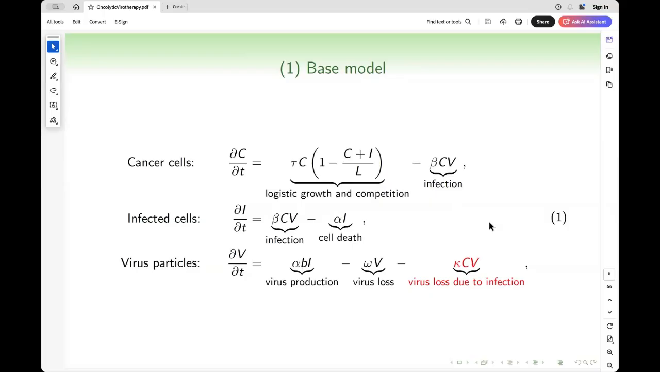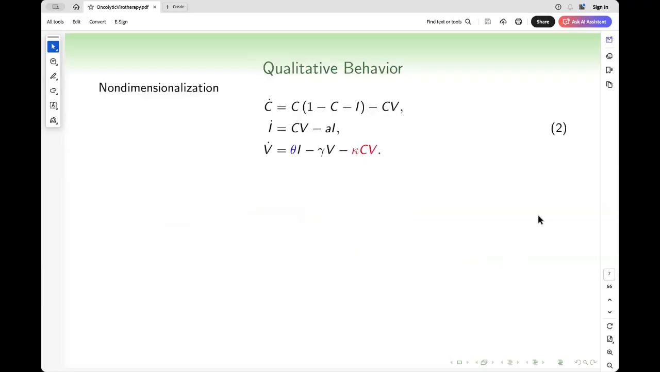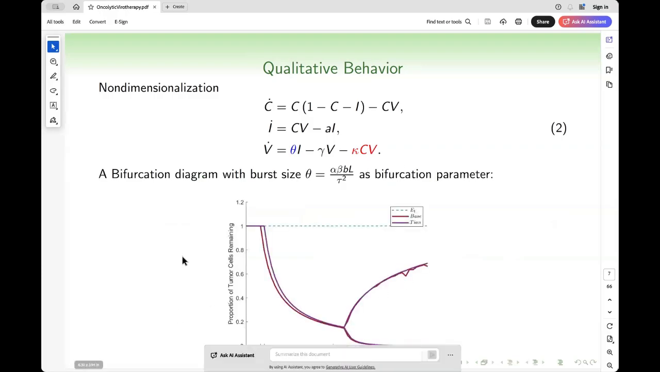But before I do this, I want to show you the qualitative difference if we keep the term or if we don't keep the term. And this is, I think, in the next slide. Not yet. Okay. First, I do a non-dimensionalization, so I get rid of a few parameters. And then theta, which will be the burst size, is my bifurcation parameter. So here is a bifurcation diagram where I use theta as a bifurcation parameter. And on the y-axis is the population of tumor cells.